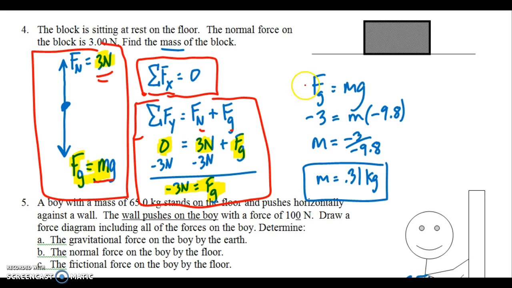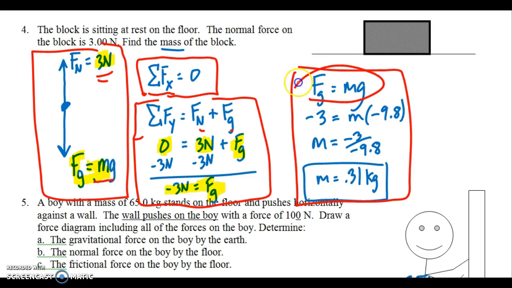And then lastly here is just to do what the question asks, is figure out the mass. And we start with that relationship between gravitational force and mass, and put in what we know and calculate the mass to be 0.31 kilograms.